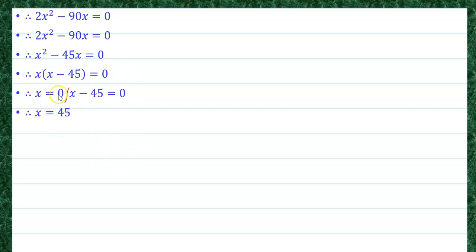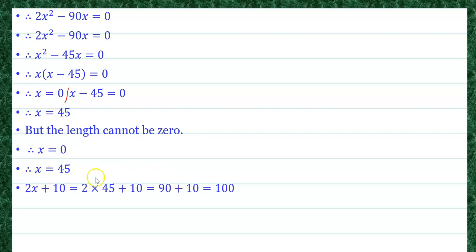x is equal to 45. x is not going to be 0. Therefore, but the length cannot be negative. Therefore x is equal to 0 is not acceptable. And what about its length?